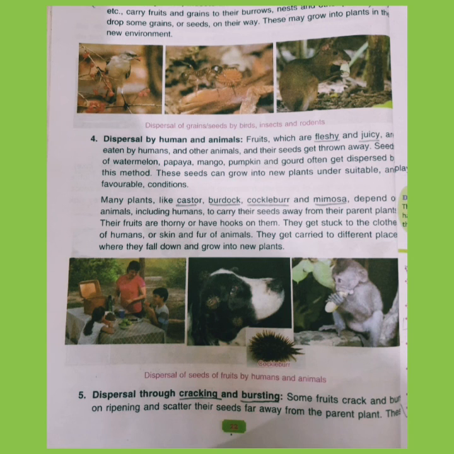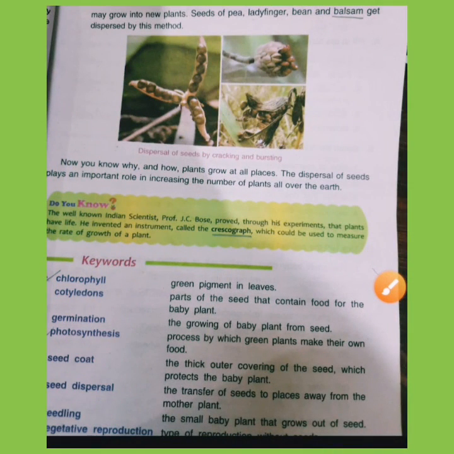Dispersal through cracking and bursting. Some fruits crack and burst on ripening and scatter their seeds far away from the plant. For example, you can see seeds of pea, ladyfinger, bean and balsam get dispersed by this method.